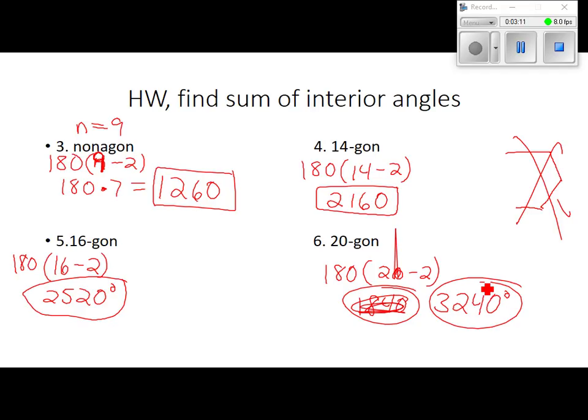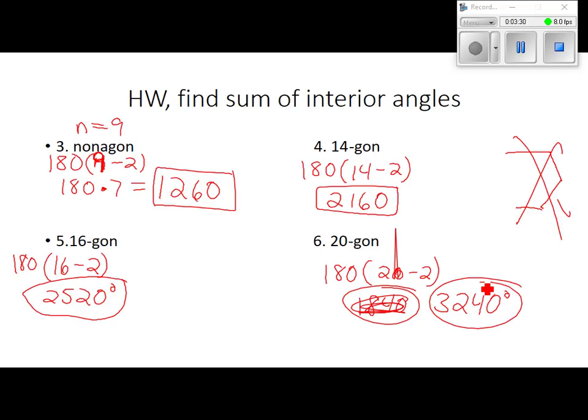3,240. What's going to happen to the sum of the interior angles every time you get more and more sides? It increases. All right, what happens to the sum of the exterior angles when you get more and more sides? It stays the same. 360 every time, right?